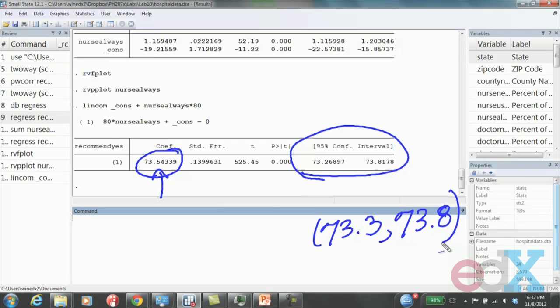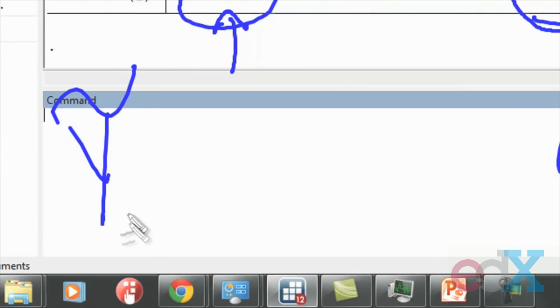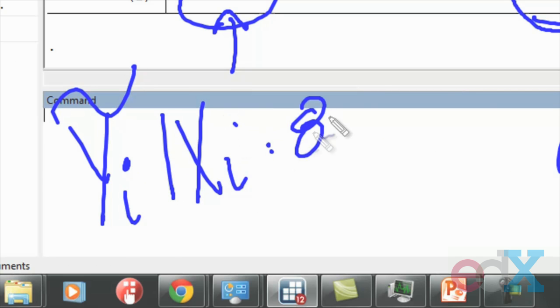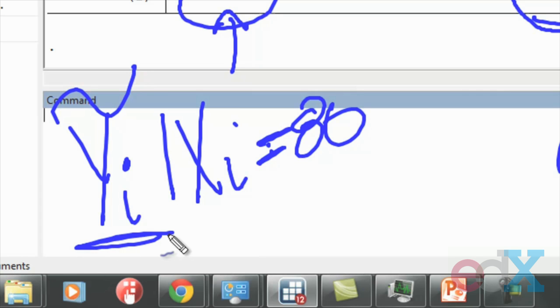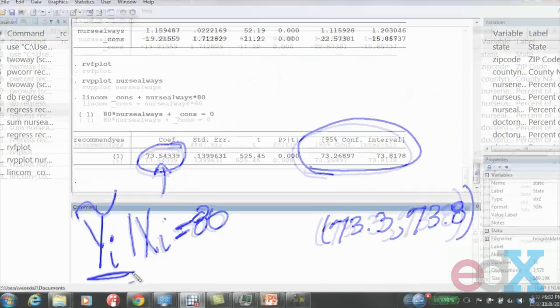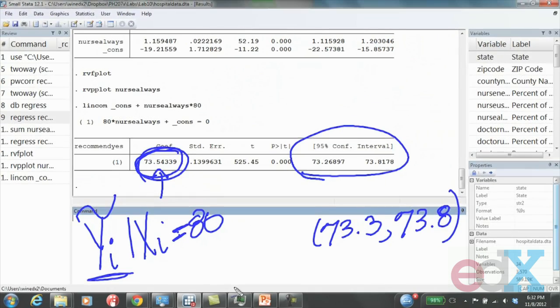Now to think about this, we have to think way back to week 5 when we looked at confidence intervals and predictive intervals. Essentially now we're looking at a predictive interval for one new observation where we know that 80% of the patients report that the nurses always communicate well. So I want to predict this new observation. Let's call it y tilde, given xi equals 80. Now my best guess for y tilde should be the mean when x equals 80, right? And we saw before that that mean was 73.6.